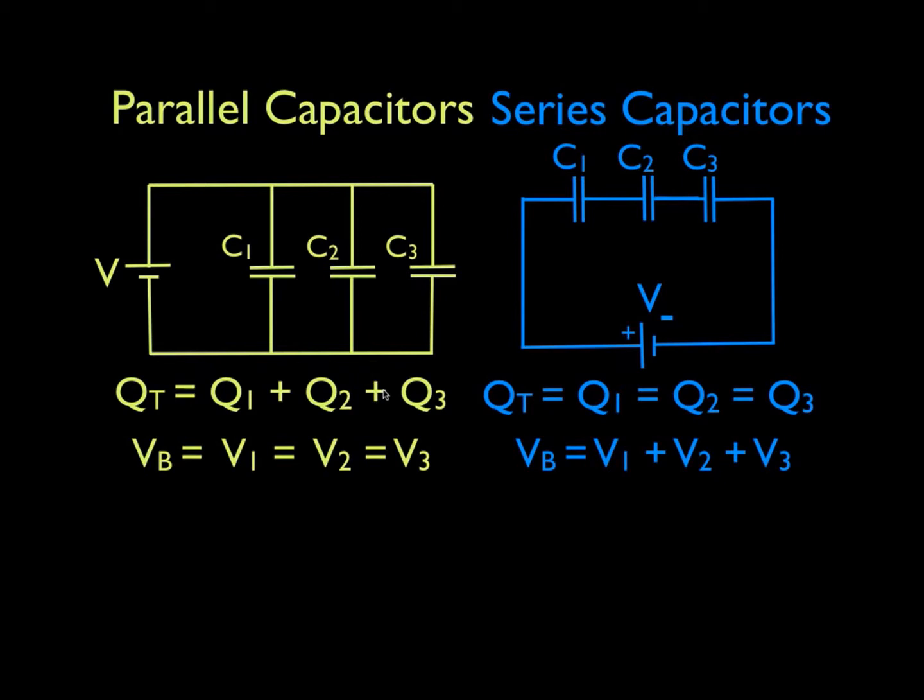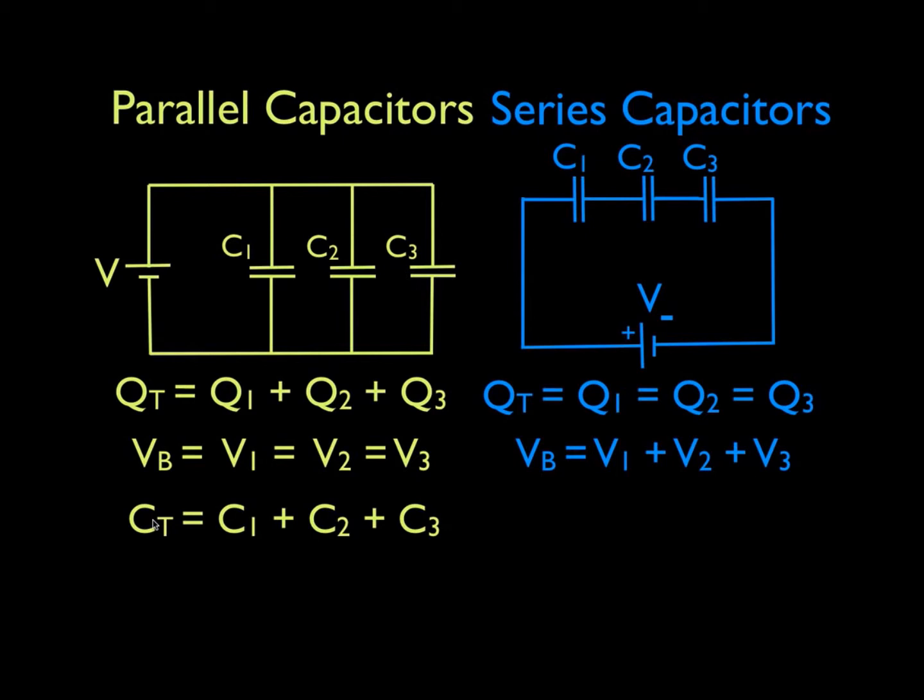In parallel, voltage is equal; in series, charge is equal. All right, now this is the equation. For parallel capacitors, it's nice to figure out the total capacitance, or the equivalent capacitance, as it's usually referred to. The total capacitance, the equivalent capacitance, you just add up the capacitance of each of the individual capacitors. So given that, add them up, you get the total.